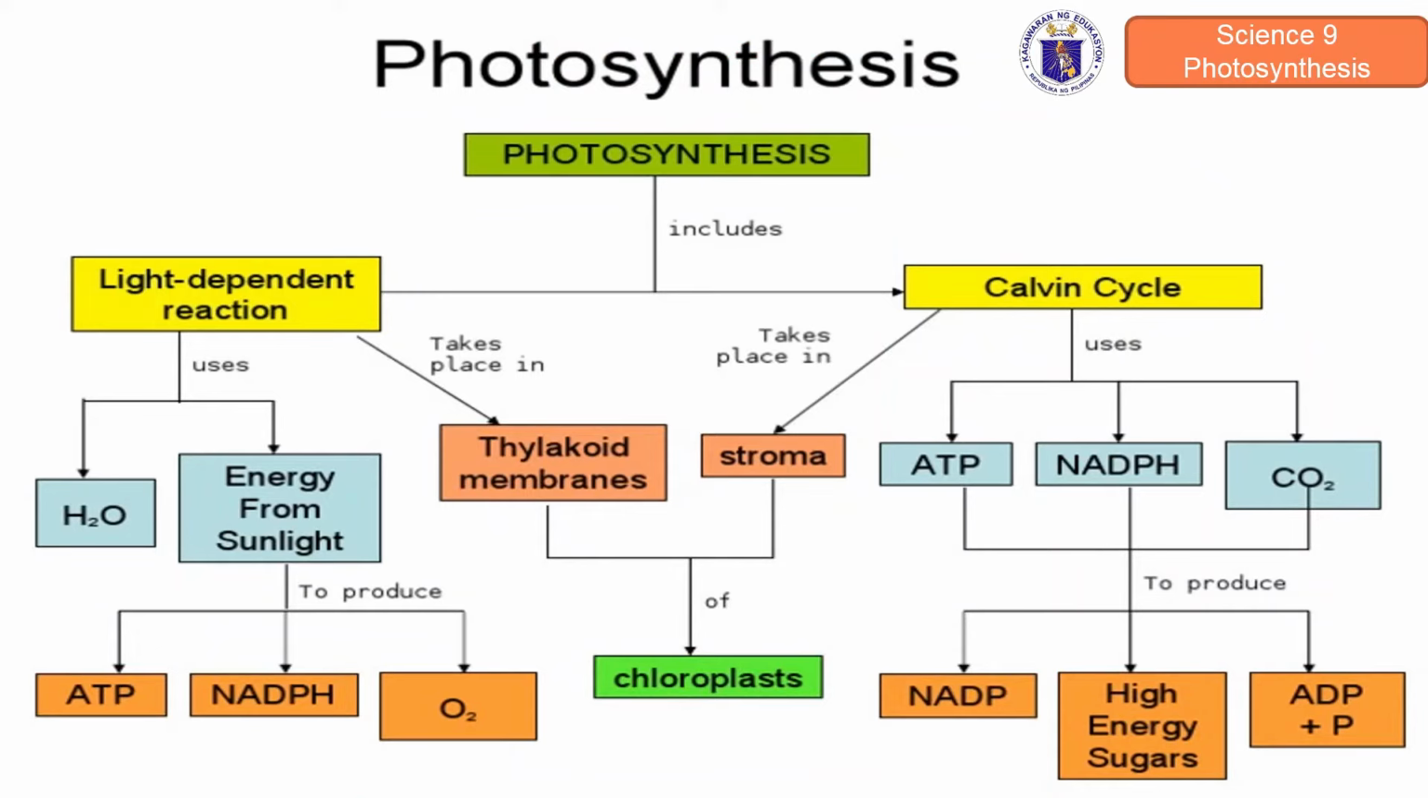So to sum it up, photosynthesis includes the light-dependent reaction, which uses water and energy from sunlight to produce adenosine triphosphate, NADPH, and oxygen. And you should remember that it takes place in the thylakoids. On the other hand, the Calvin cycle uses ATP and NADPH, which, from what you remembered, are produced through the light-dependent reaction. And of course, carbon dioxide, in order to produce NADP+, high-energy sugars, and ADP plus P.